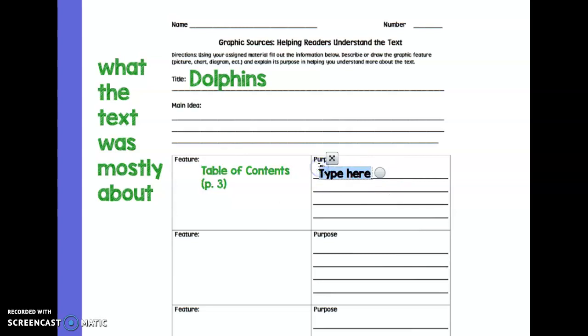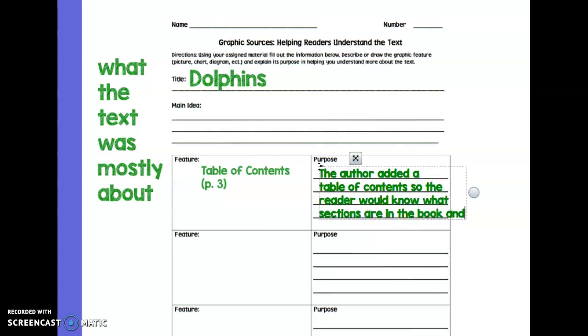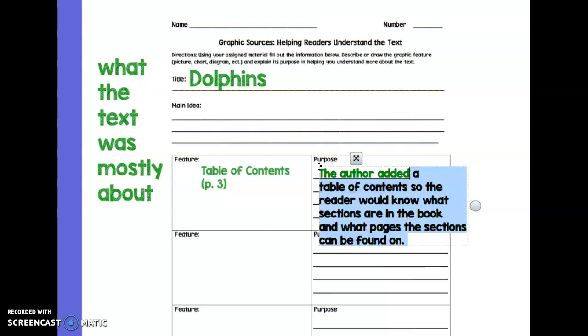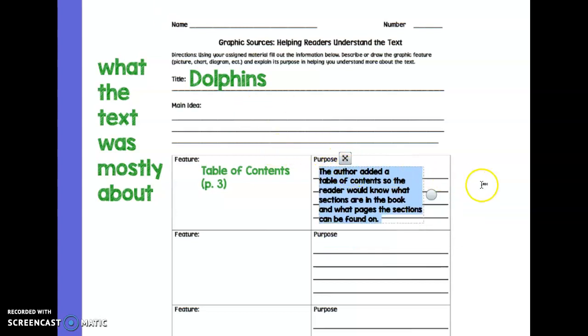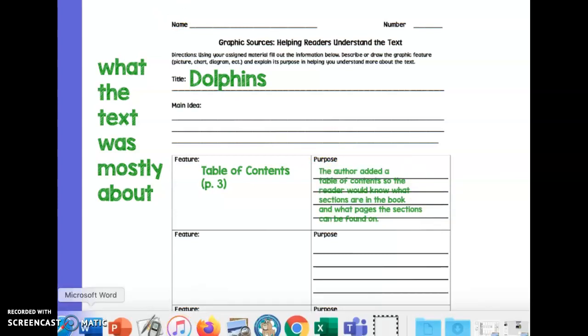Now the purpose is why the author included it. The author added a table of contents so the reader would know what sections are in the book and what pages the sections can be found on. I'm going to make that a little bit smaller so that it fits in there nicer. There we go. All right, now let's keep looking for more of those text features in my book.